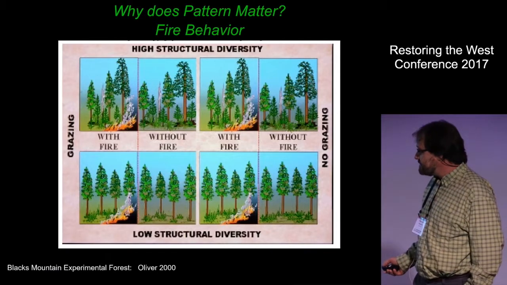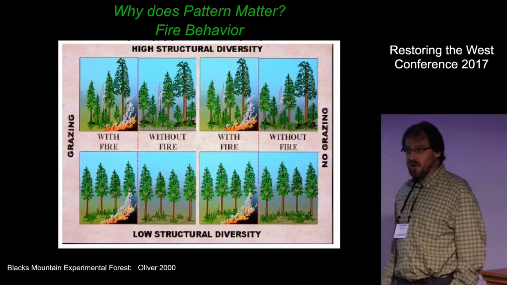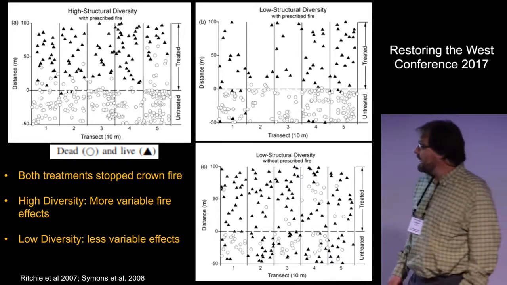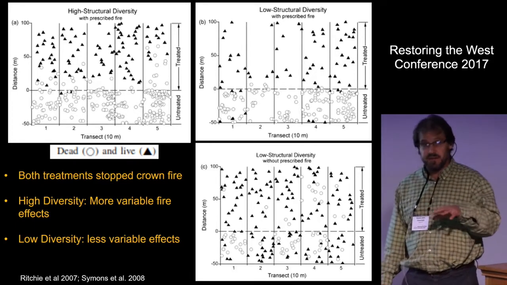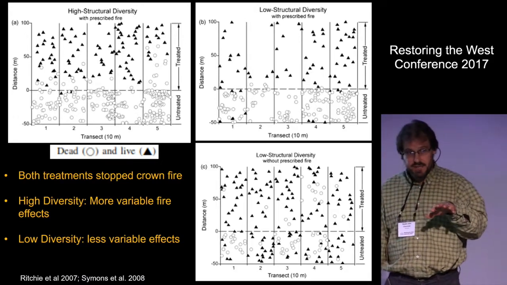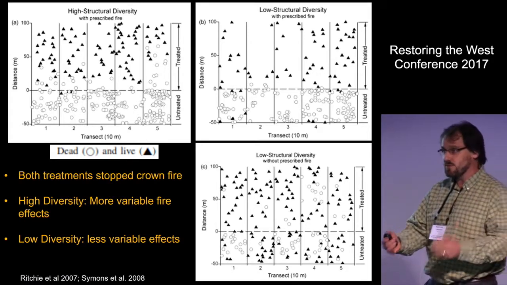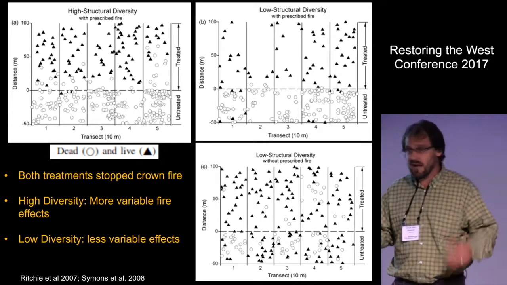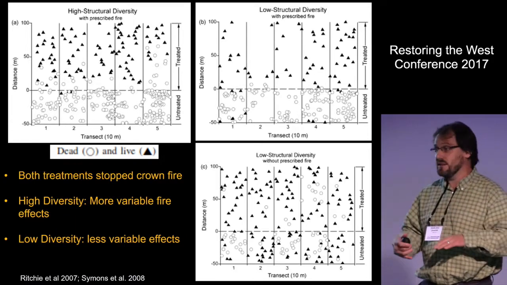This is from Blacks Mountain Experimental Forest in Northern California, and they started this a while ago, one of the things we reviewed. This was from that same study looking at fire behavior, and what they found has been really consistent across both field studies and a number of modeling studies that have come out recently that have used really sophisticated spatially explicit fire models. By and large, when you compare a more variable treatment with a more uniform treatment, you get kind of the same fire effects in terms of overall mortality. Both of them reduce crown fire and mortality significantly, right?